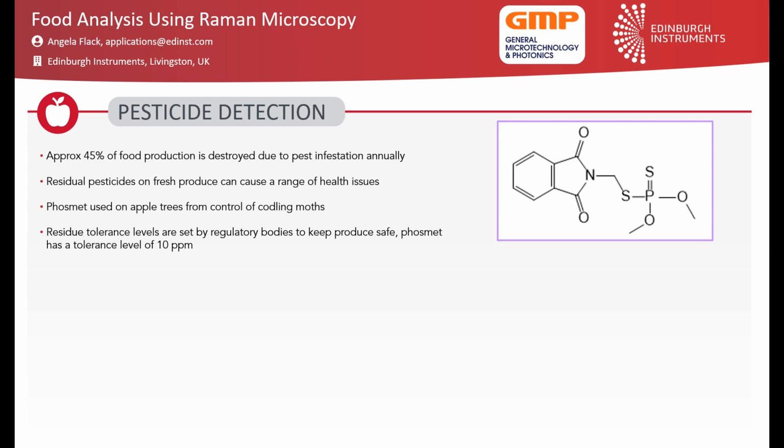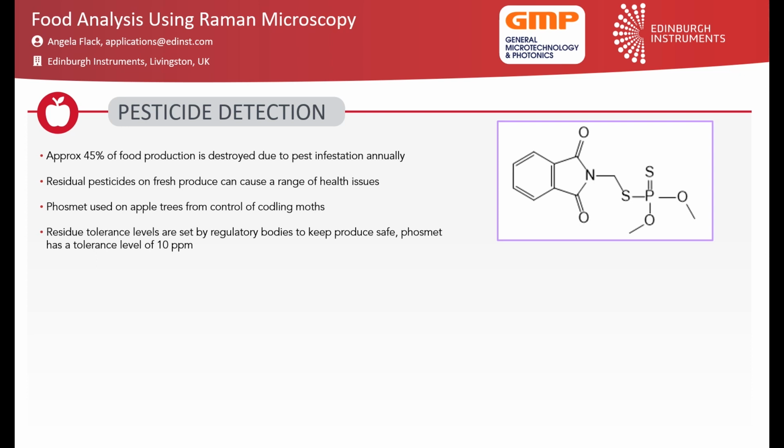A commonly used pesticide on apple trees, for example, is Fosmet, which is used for controlling codling moths. Whilst the apples should be thoroughly cleaned, there is the risk of residual pesticides remaining on the apple skin, which could cause harm to human health. As such, regulatory bodies have set safe tolerance levels for each pesticide. Fosmet has a level of 10 parts per million, or ppm.